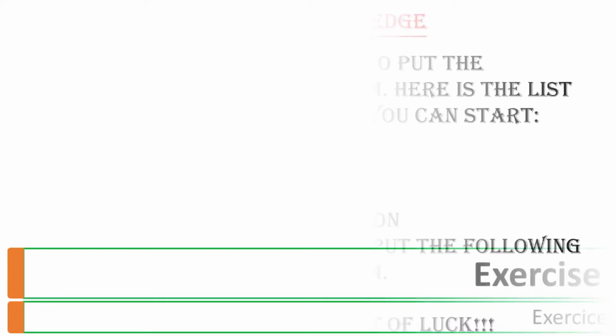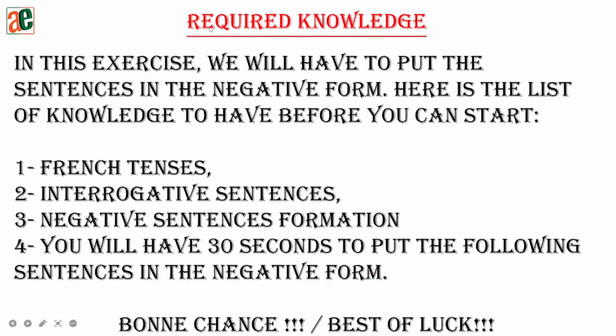Exercise. So here is the required knowledge that you need to have before starting this exercise. In this exercise, we will have to put the sentences in the negative form. Here is the list of knowledge to have before you can start. Number 1, French tenses. Number 2, interrogative sentences formation. Number 3, negative sentences formation. And finally, for each sentence, you will have 30 seconds to put them in the negative form. So if you are ready, let's jump right into it.